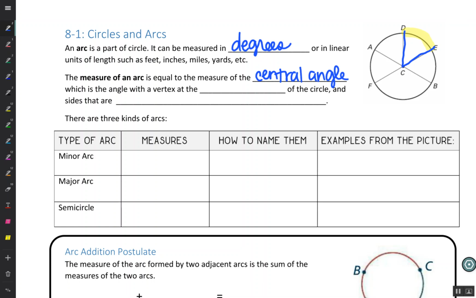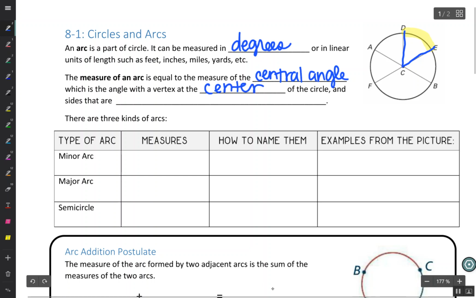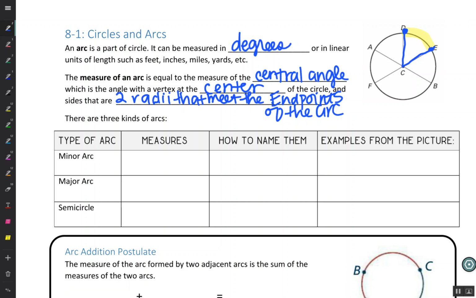So a central angle is defined as an angle with a vertex at the center, and the sides are two radii, or radius, the plural of radius, that meet the end points of the arc. So you can see I drew a radius from C to D, which is one end point of this yellow arc right here, and from C to E. So there are three different kinds of arcs that we're going to talk about.